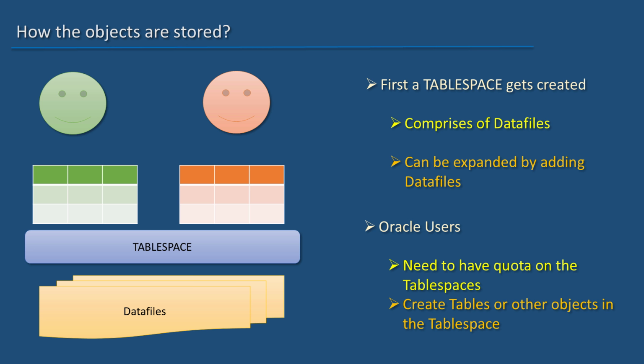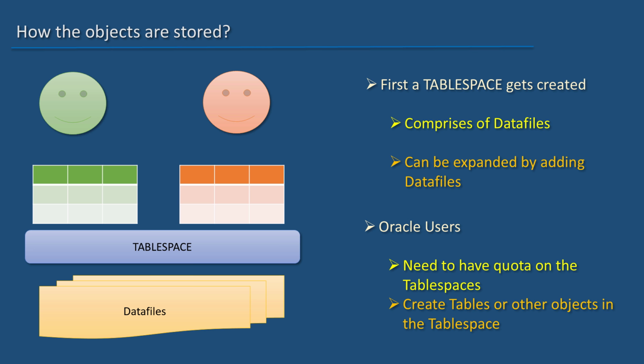So let us do a quick overview of how objects are stored within a database. First, table spaces are created. By default, Oracle comes with some table spaces already. A table space is nothing but a virtual entity made up of one to many data files. A table space can be expanded by adding data files.